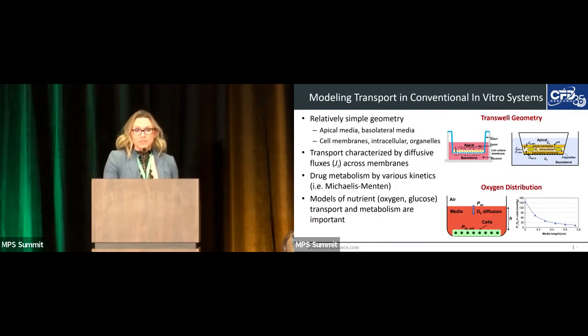At the bottom, you can see a well plate simulation where oxygen distribution is represented with respect to the media height. You can plot these for different times and optimize our media change protocol, as well as our volume conditions, to enhance our quantification efforts.